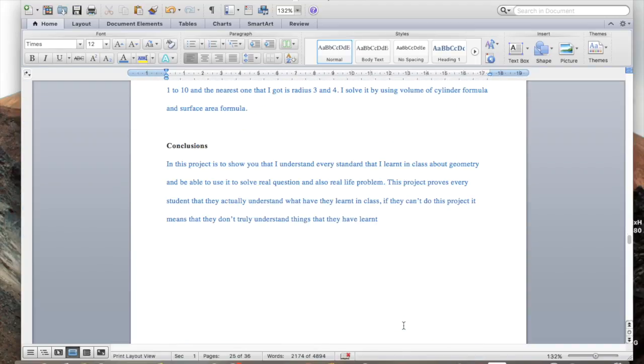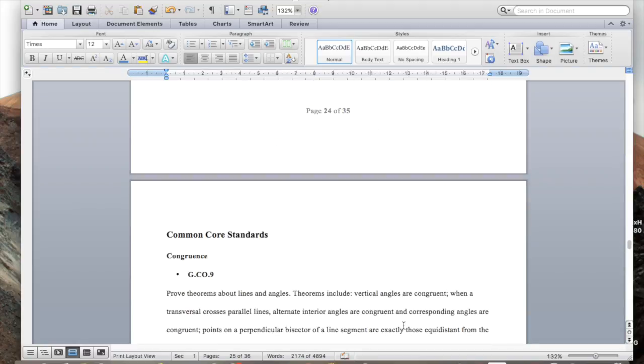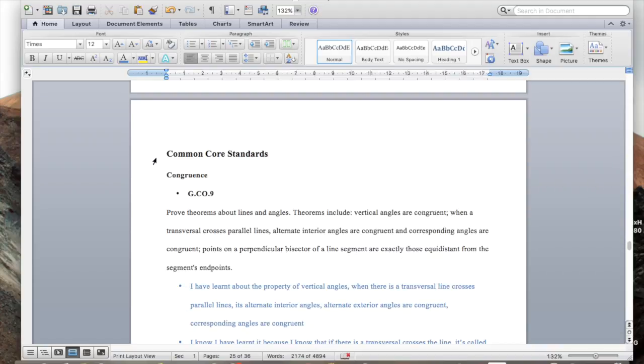And the conclusion in this project is to show you that you understand every single standard that you have learned in class, and you are able to use it and solve real life problems. This project proves to every student that they actually understand what they have learned in class. And this is for the standards, revealing the standards that we have learned. We use the essential question for this one.